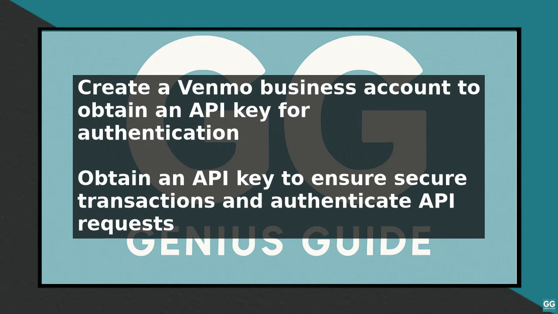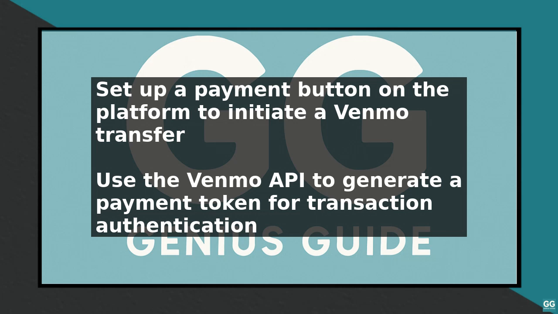To begin the integration process, you will need to create a Venmo business account and obtain an API key. This key will be used to authenticate your API requests and ensure secure transactions. You can create a Venmo business account by visiting their website and following the sign-up process. Once you have obtained your API key, you can start making API requests to the Venmo platform.